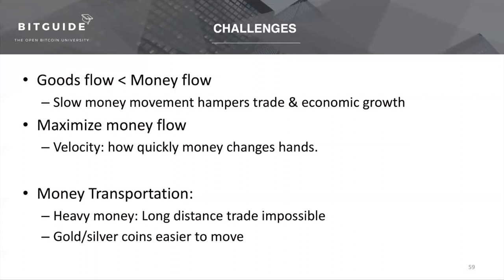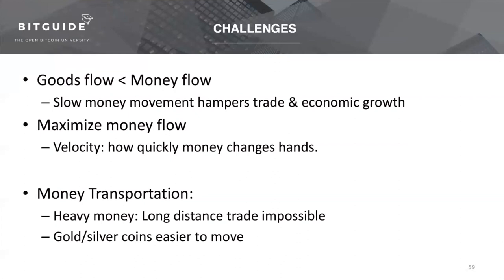So naturally, to achieve maximum economic output, you want to maximize the flow of money. You want money that's frictionless, easy to move. It has high velocity. Velocity is defined as how quickly money changes hands. And one of the factors limiting velocity is the transportation cost. If money is heavy, then essentially long distance trade becomes impossible.